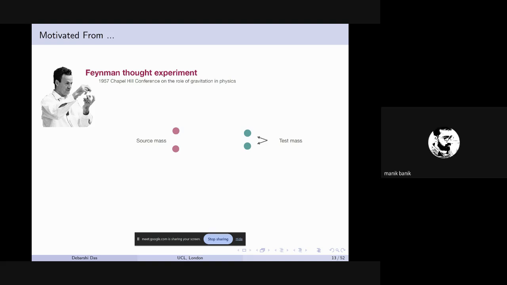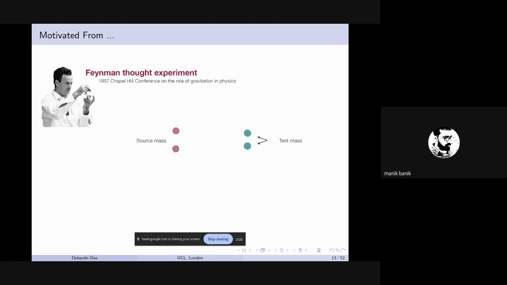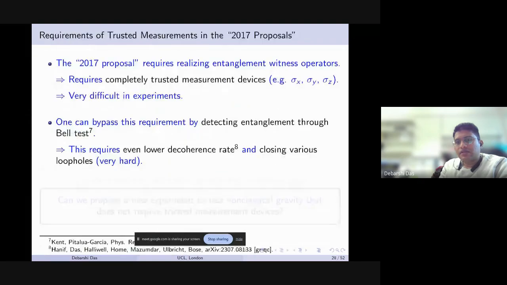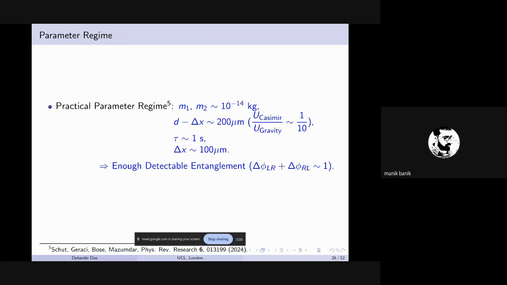Now you mentioned some other effect in your experiment, the Casimir effect. Casimir is also an electromagnetic interaction, and it can also be shielded by a Faraday screen. So the parameter regime I mentioned can be made less demanding by putting a Faraday screen between the two masses.